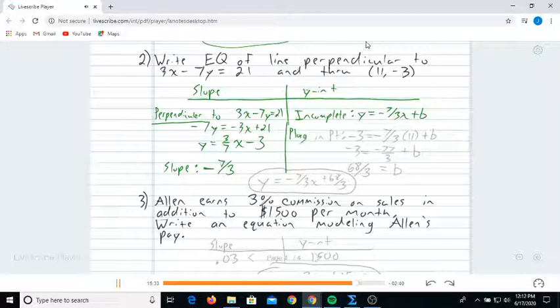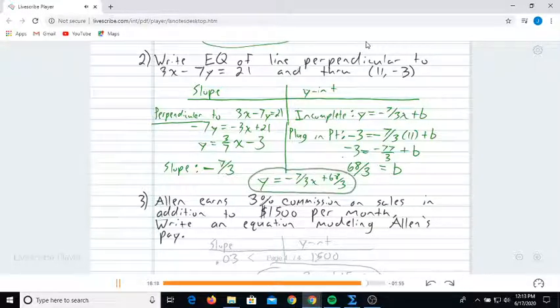as before. Go ahead and plug in that point and solve. So the y value is -3 when the x value is 11. So let's go ahead and solve that. So it's -3 equals -77/3 plus b. So go ahead and add that to both sides. So we got -3 plus 77/3, which gets us 68/3. So there's our equation. y equals -7/3 x plus 68/3.